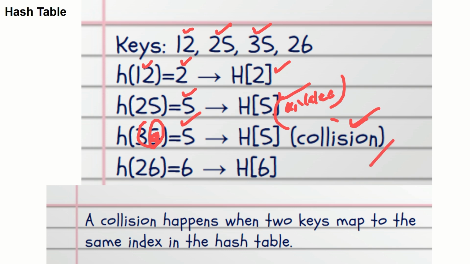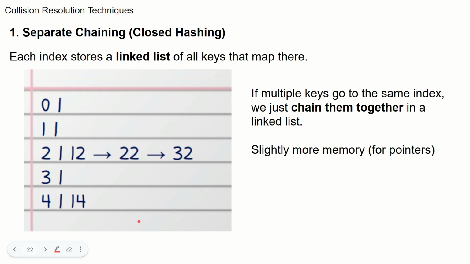There are mechanisms and techniques to avoid collision. We will see two of them. So the definition is given below. A collision happens when two keys map to the same index. One of the techniques is called separate chaining. We have already discussed it in our offline class.